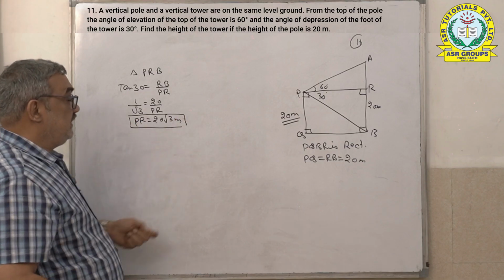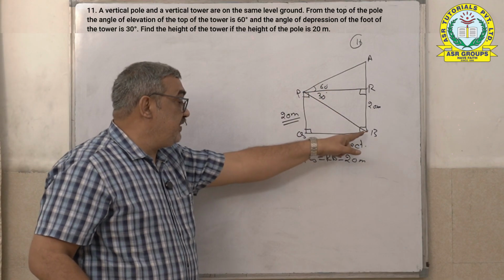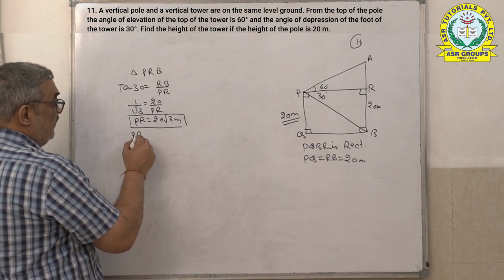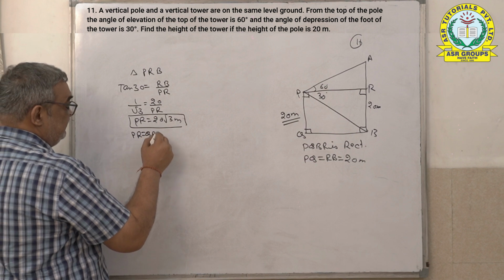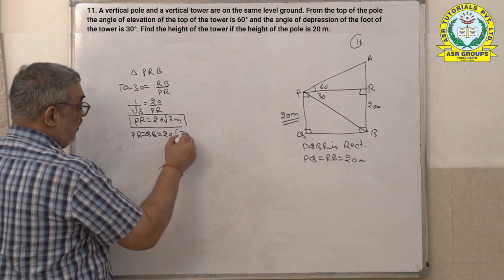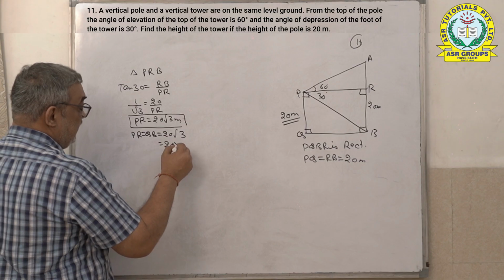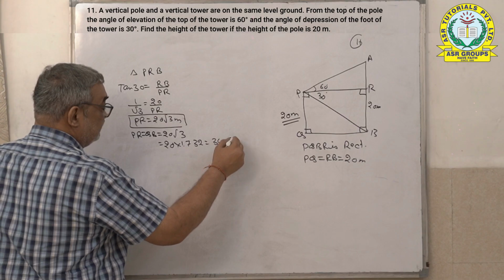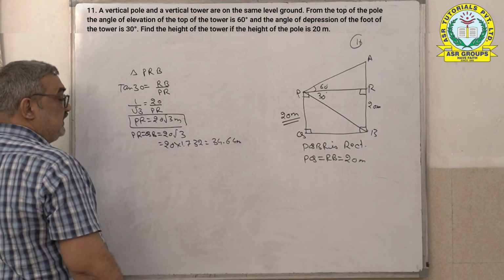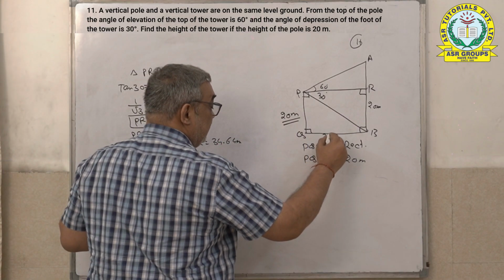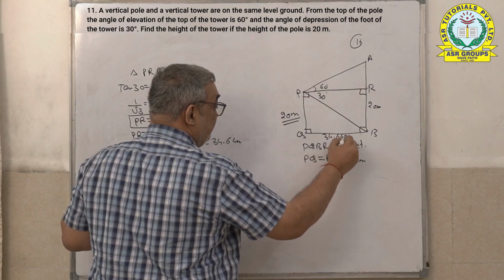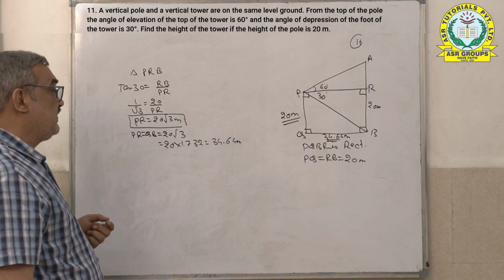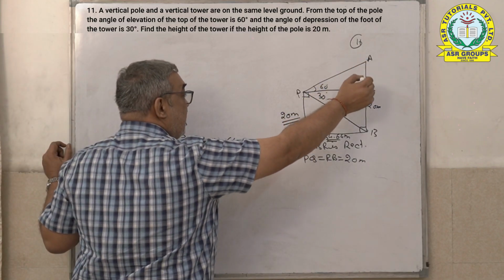I told you PRBQ is a rectangle, therefore PR equal to QB is 20 into 1.732, 34.64 meter. So I got the distance between tower and pole is 34.64 meter. Now use triangle ARP.